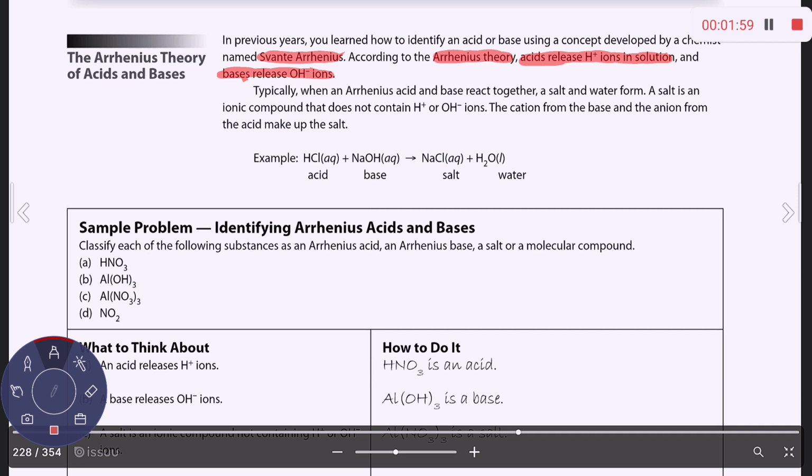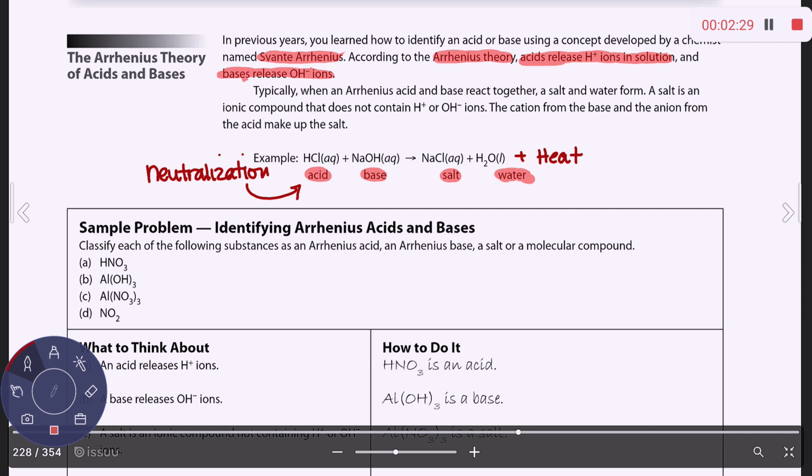Now, you know that when an acid combines with a base during a chemical reaction, you're going to produce a salt and water. This is known as a neutralization reaction. It releases a little bit of heat. Neutralization reactions are special types of double replacement reactions. Okay, so these are exothermic.